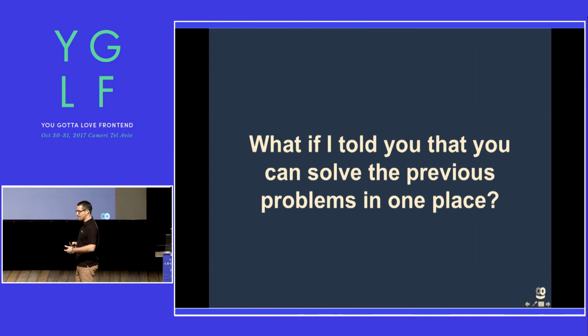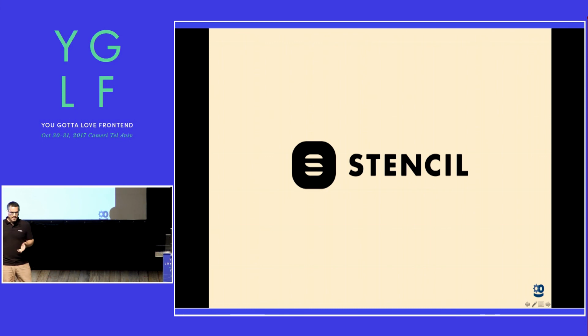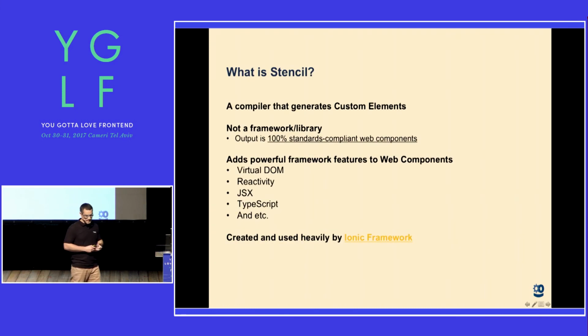What if I can tell you that you can solve all those problems in one place? This is where Stencil comes into place. What is Stencil? Stencil is a compiler. A new compiler. It was shipped 1.5 months ago, and it compiles your code into custom elements. But it adds to those custom elements a lot of goodies like, for example, virtual DOM and reactivity. And you write things in Stencil using CSS and TypeScript. So if you're familiar with those concepts, you are ready to go.